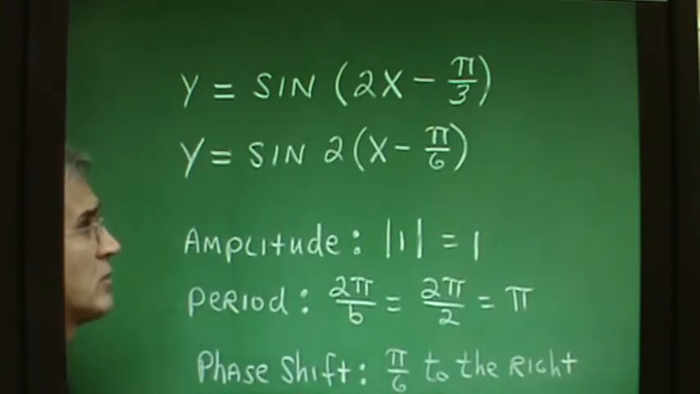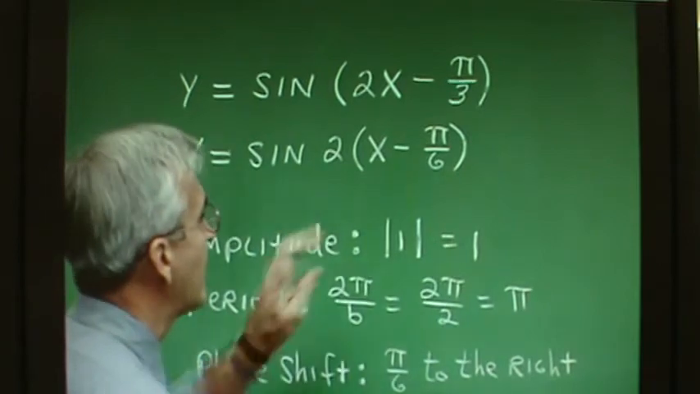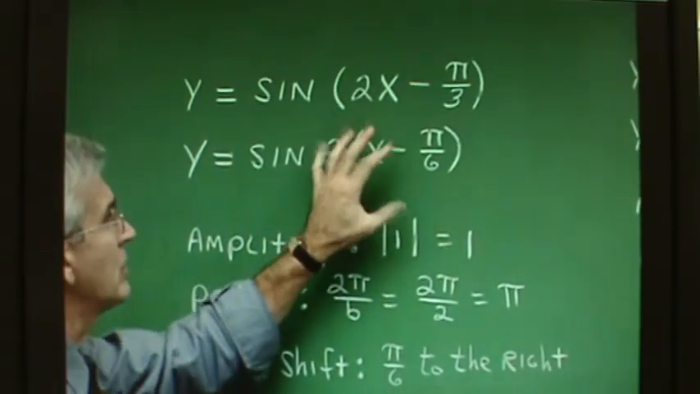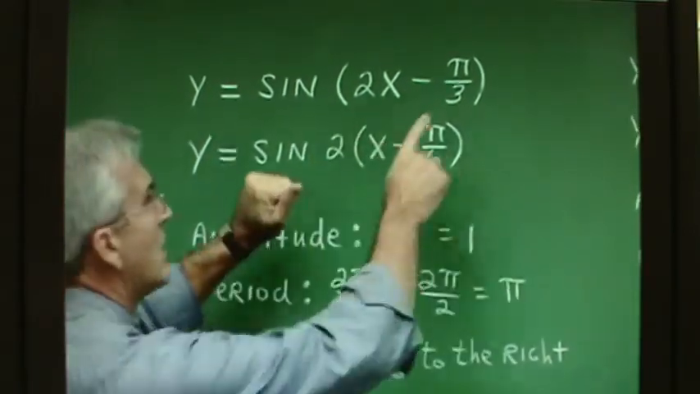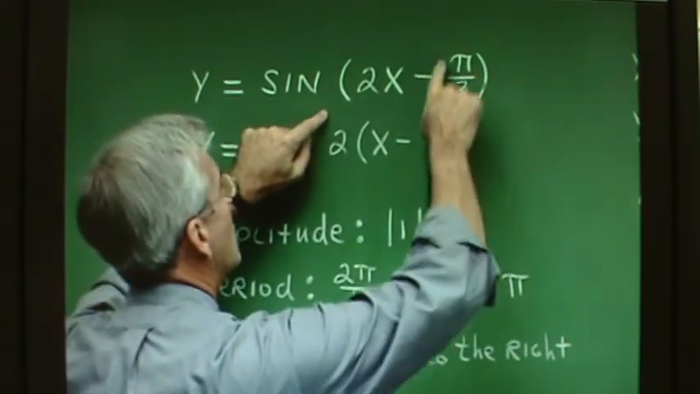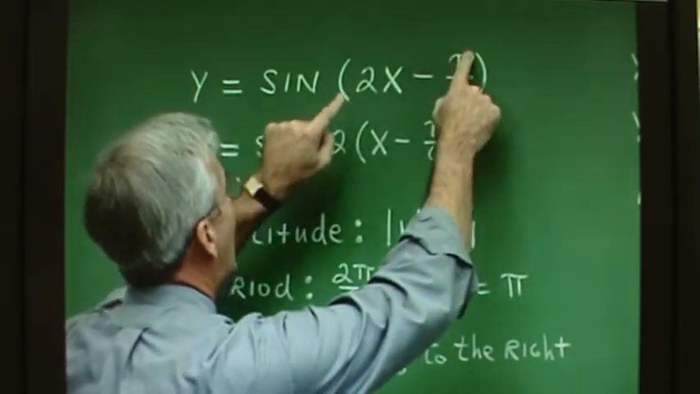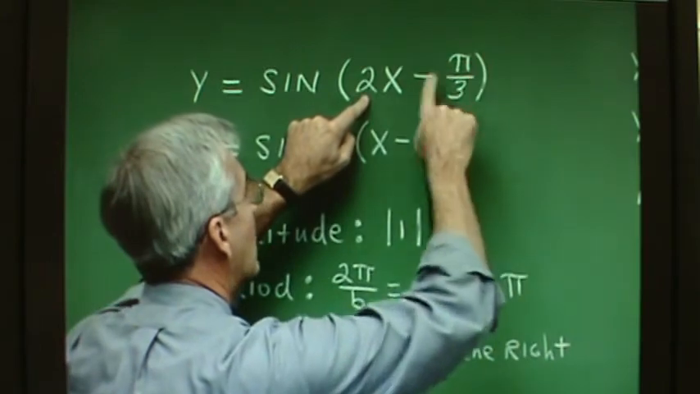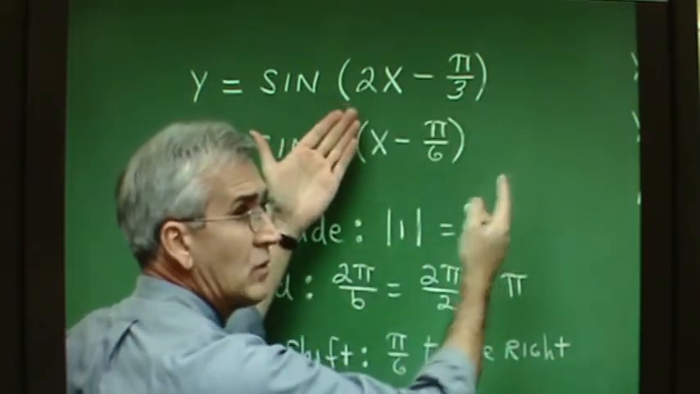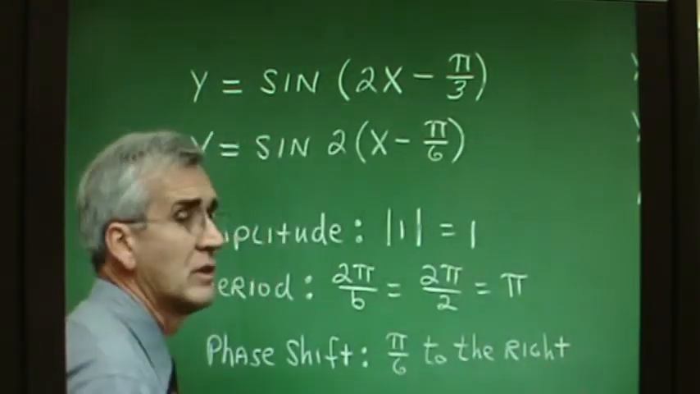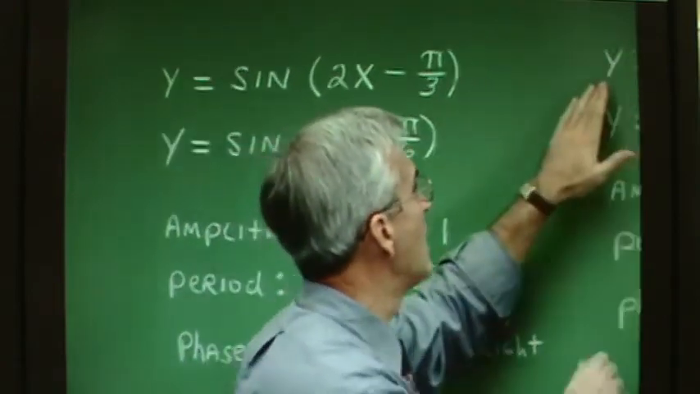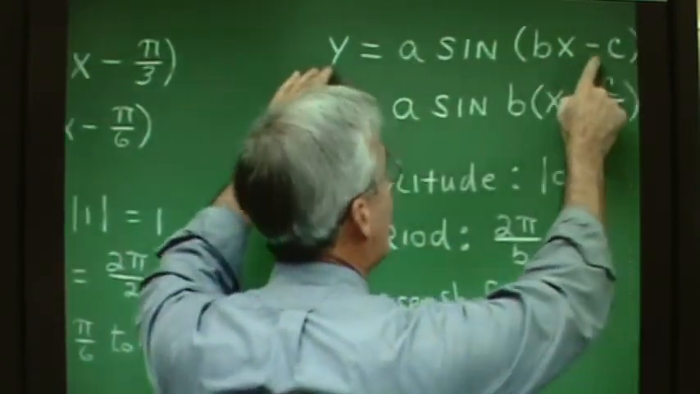I mentioned that there was another way of identifying the phase shift, and I'd like to show that to you in a rather general form. It turns out that you can take this value and simply divide by the 2 here. If you take pi over 3 and divide by 2, you'll get the pi over 6, and you'll identify the phase shift. Symbolically, it looks like this, that if we have a sine bx minus c.